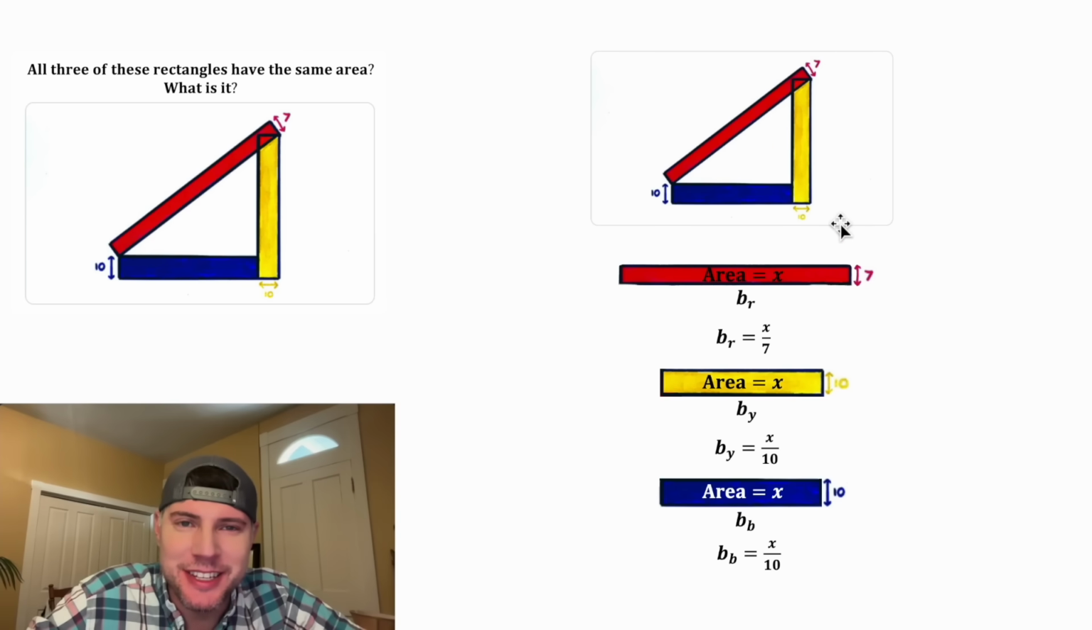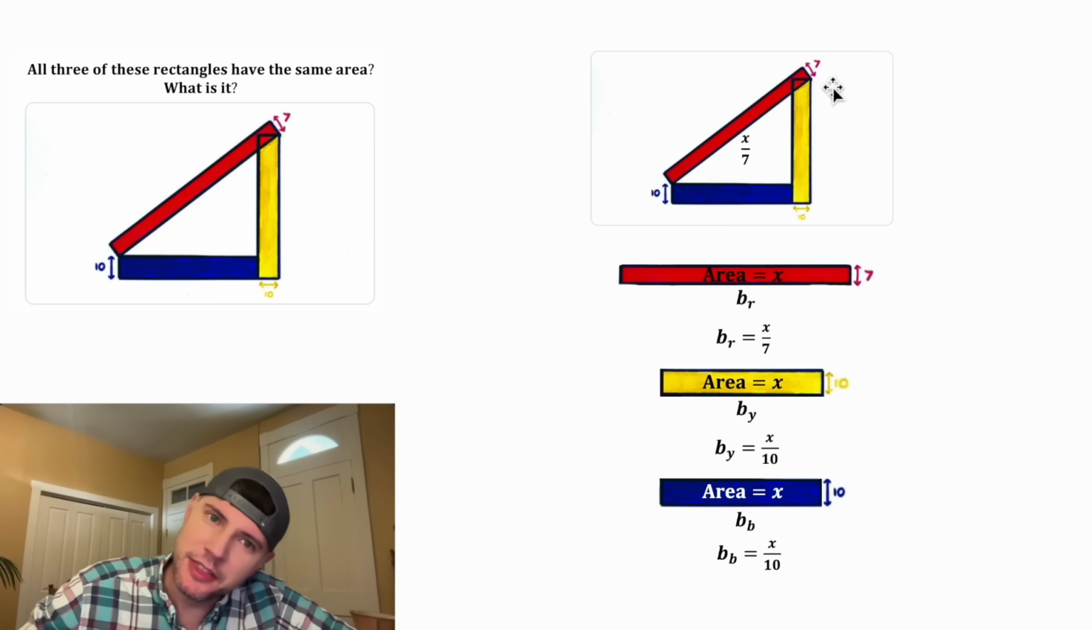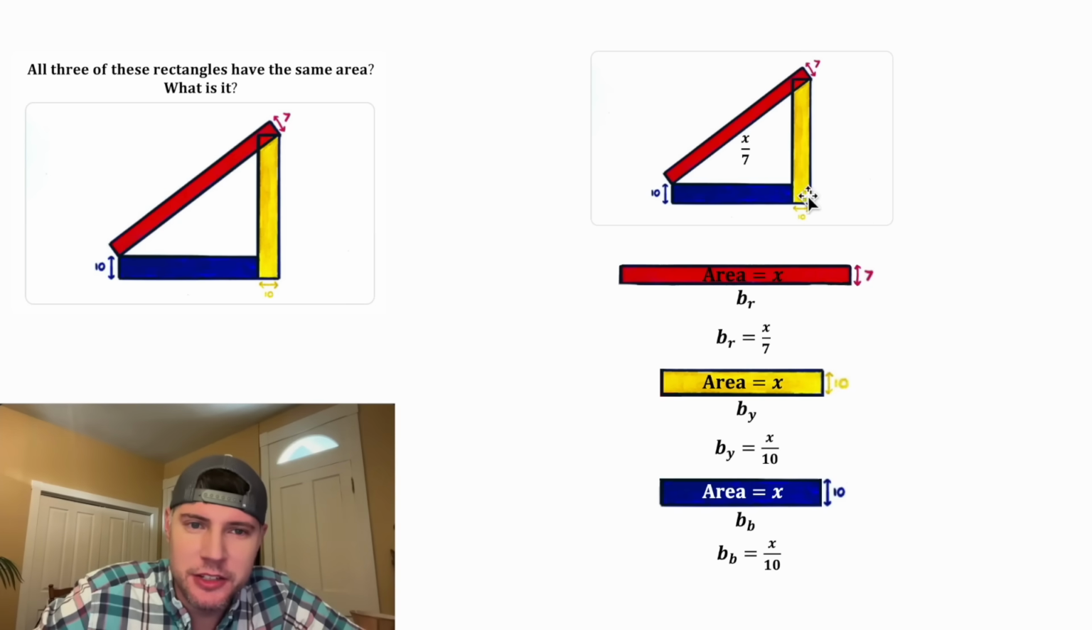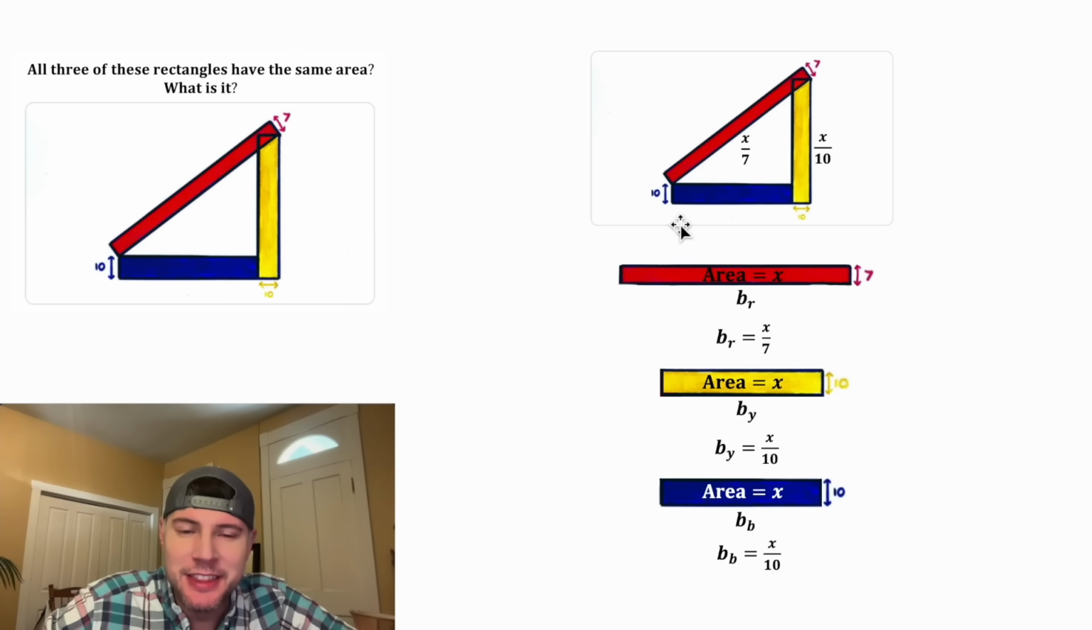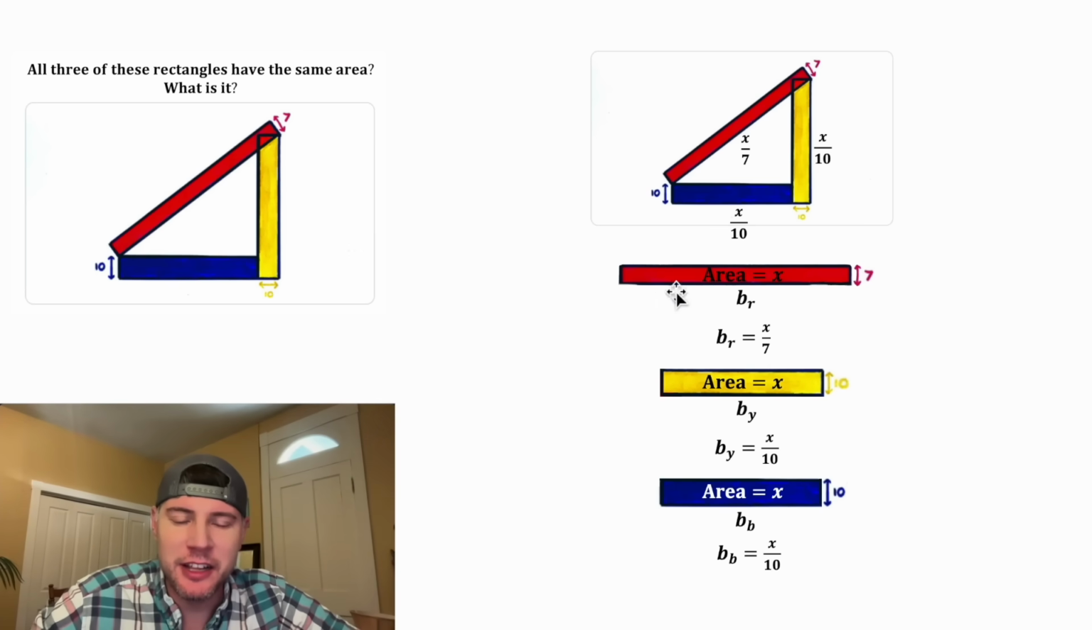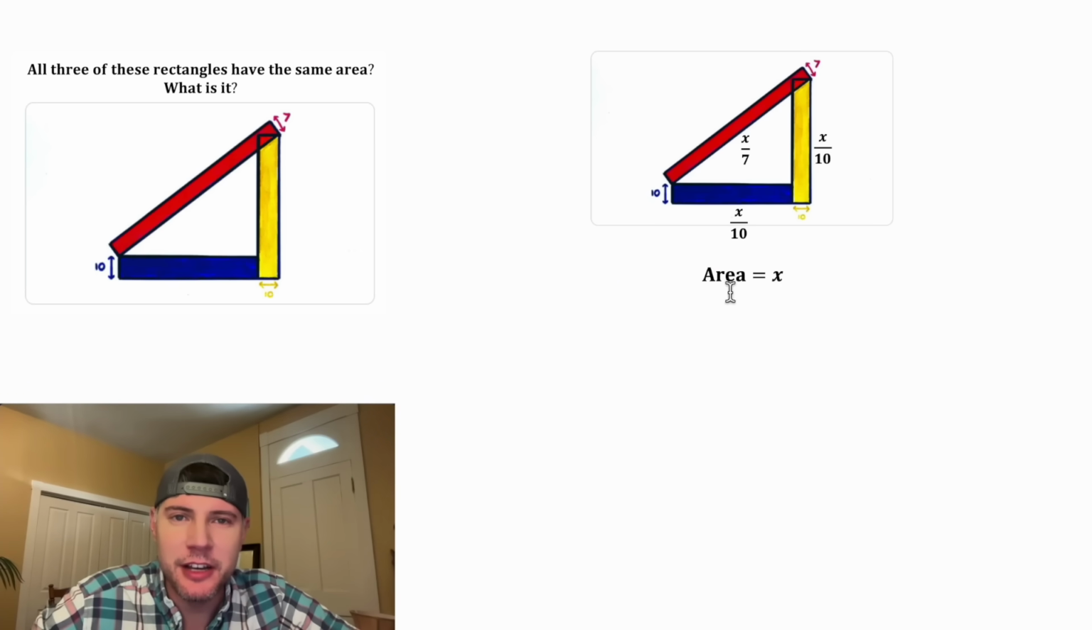And now we can update this diagram. The base of the red one is going to be equal to x over 7. That's from here all the way to here. And then this side of the yellow rectangle is going to be equal to x over 10, because that's the whole base. And then this base of the blue rectangle is also going to be equal to x over 10. And now let's clean all this up, but let's leave the area equals x. This is what we're trying to solve. Let's put a box around it, and we can move it down here.